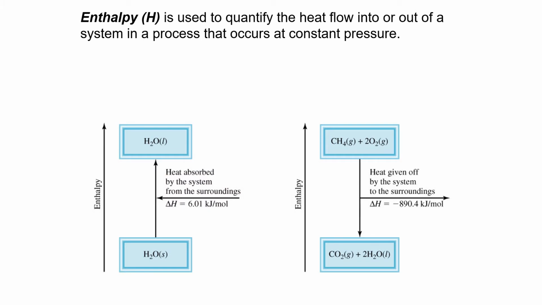Another term we need to introduce is a variable that describes heat flow that occurs at constant pressure, which is what we are working at here on Earth. Consistent gravity, relatively constant, so it doesn't fluctuate so much that it affects chemical reactions. And that is called enthalpy, designated by the capital letter H.